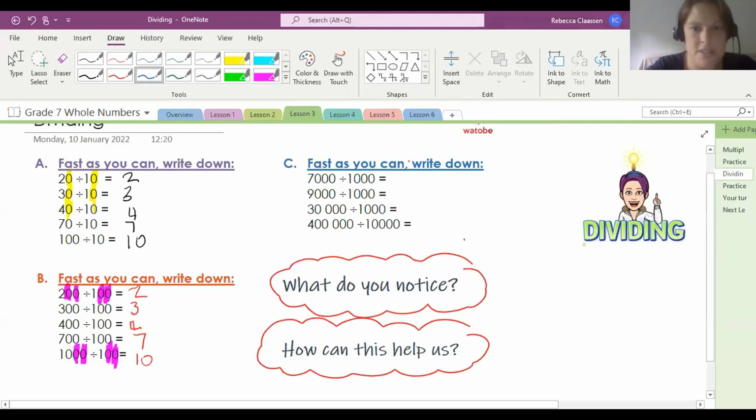So very quickly, for clarification, I'm going to put the answers on. So 7,000 divided by 1,000 is 7. 9,000 divided by 1,000 is 9. 30,000 divided by 1,000. We can only get rid of that 0, that one cancels out that one. That one cancels out that one. That one cancels out that one. And we get left with 30. And with 400,000 divided by 10,000. Did you spot my trick?